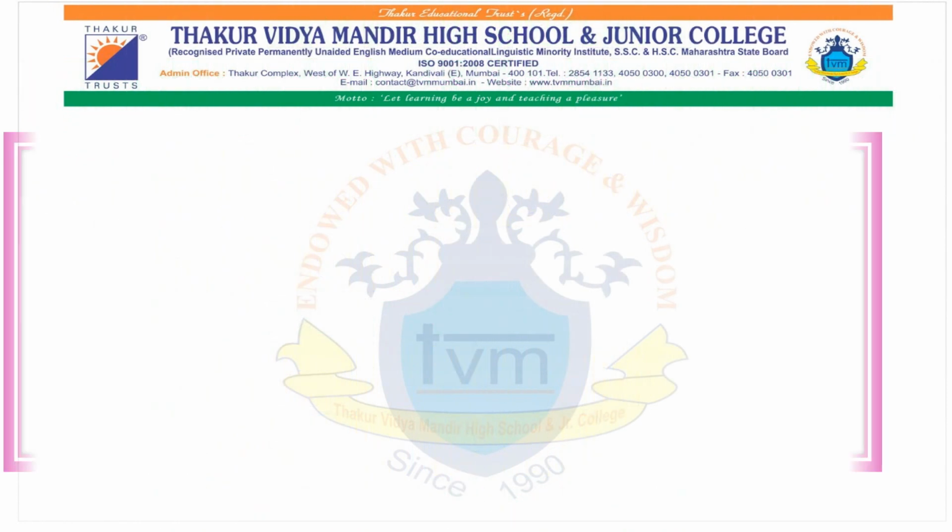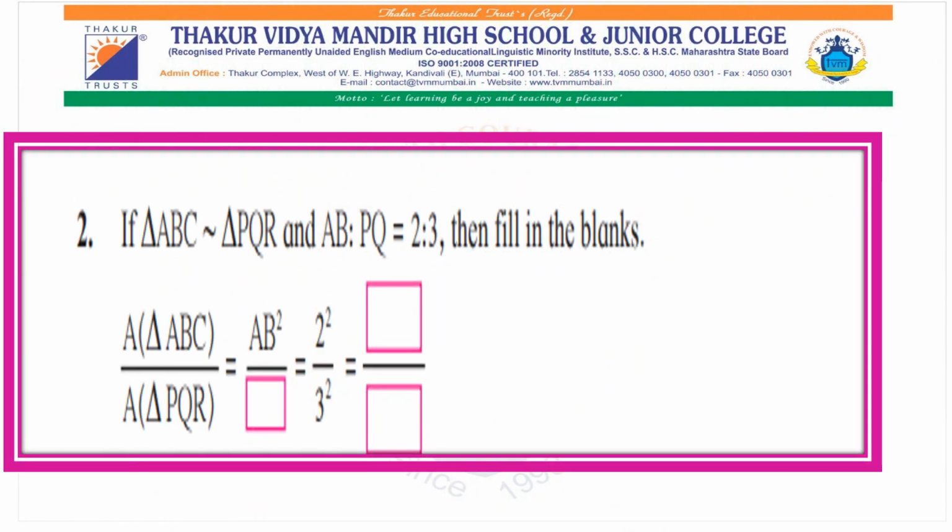Now you have sum number 2 on the screen. If triangle ABC is similar to triangle PQR and AB is to PQ is given to us as 2:3, then fill in the blanks. Area of triangle ABC upon area of triangle PQR is equals to AB square upon, what will be the denominator? Yes, PQ square. For AB the corresponding side is PQ, and why it is AB square upon PQ square? Since the two triangles are similar, we are using ratio of areas of similar triangles.